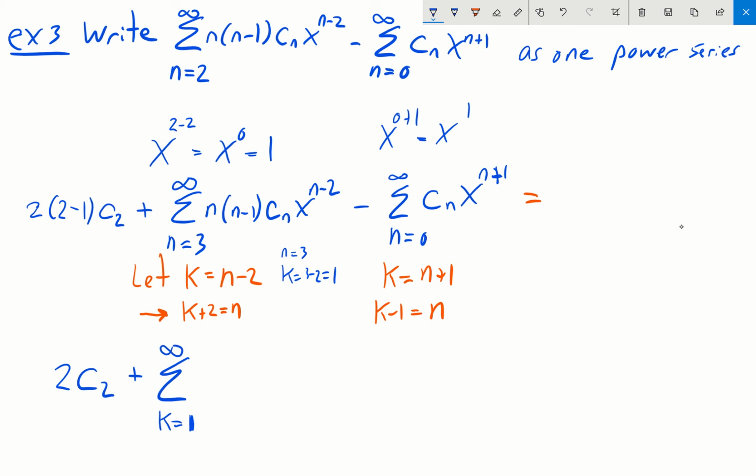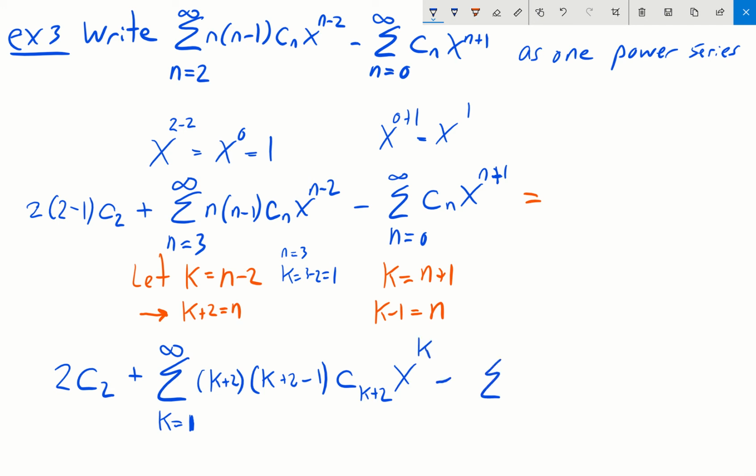Everywhere we see an n, we can replace it with the expression for k. We know that n is k plus 2. So this is going to be k plus 2 times, plugging in k plus 2 here, we get k plus 2 minus 1, c_(k+2), and now again, our choice of substitution, this is now going to simply be x to the k.